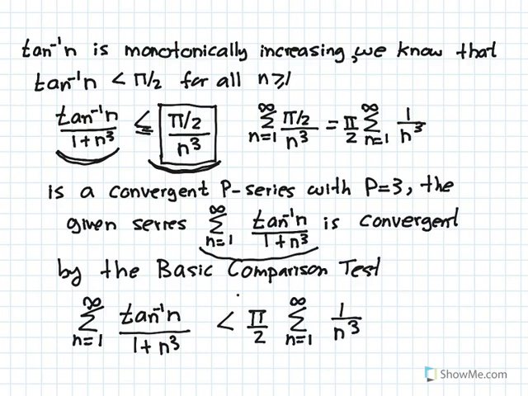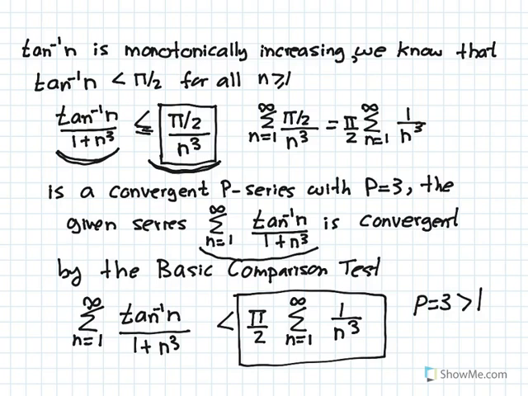And on the right-hand side, we have a convergent p-series with p equal to 3, and p is larger than 1. For this reason, this series, summation n goes from 1 to infinity, 1 over n cubed, converges. Multiplying this series by pi over 2 doesn't affect its convergence, so it's still a convergent series. So the whole idea is we made the series we were given less than a convergent p-series, and by the basic comparison test, we can say that the given series, summation n equals 1 to infinity, tan minus 1 n divided by 1 plus n cubed, is a convergent series.